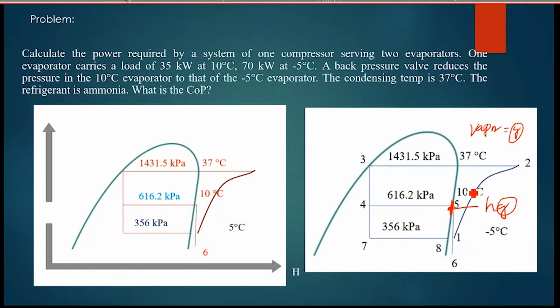How do we get that? We can get that with this 10. Look at the table. There's a 10 degrees saturated temperature for ammonia, whatever is the refrigerant. For example, ammonia. If the refrigerant is ammonia, you go to the table and look for the saturation temperature of ammonia refrigerant at 10 degrees centigrade, and that will give you Hg. The enthalpy of gas is the same as H6.